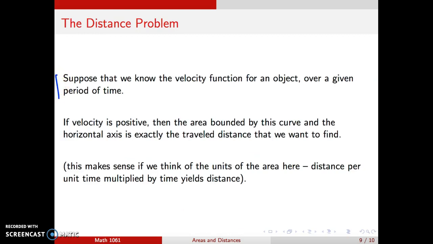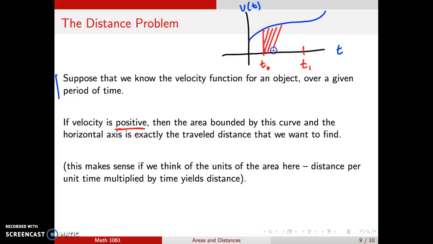So suppose we know the velocity function of an object over a given period of time. If it's positive, then the area bounded by this curve and the horizontal axis is exactly the travel distance that we want to find. So you can kind of think about it like this. If I've got a velocity function, so it's positive from time period 0 to time period 1, whatever it might be, it turns out that this is the area that we want to find.